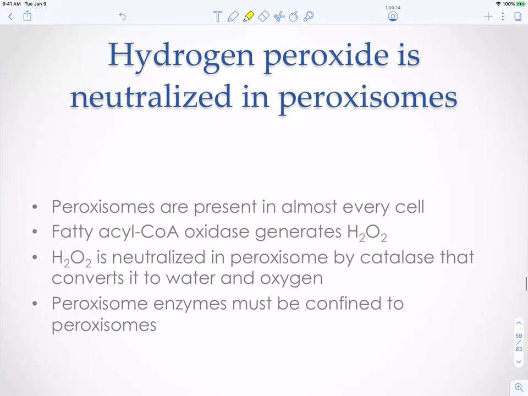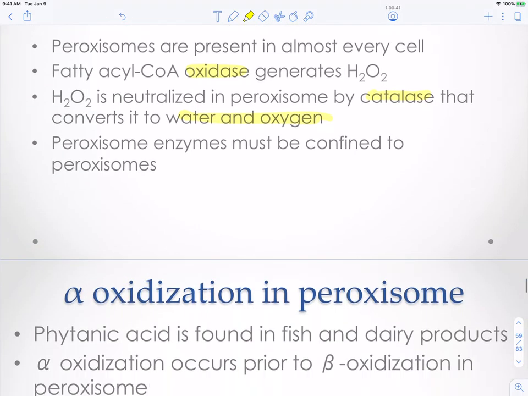So hydrogen peroxide is going to be made in your peroxisome, but it also gets neutralized by catalase. Your peroxisomes are going to be in every cell. Your fatty acyl-CoA oxidase, which is that first step, is what generates hydrogen peroxide, which gets neutralized by catalase and converts it to water and oxygen. Peroxisome enzymes are confined, similar to lysosomal enzymes, confined to the peroxisomes.